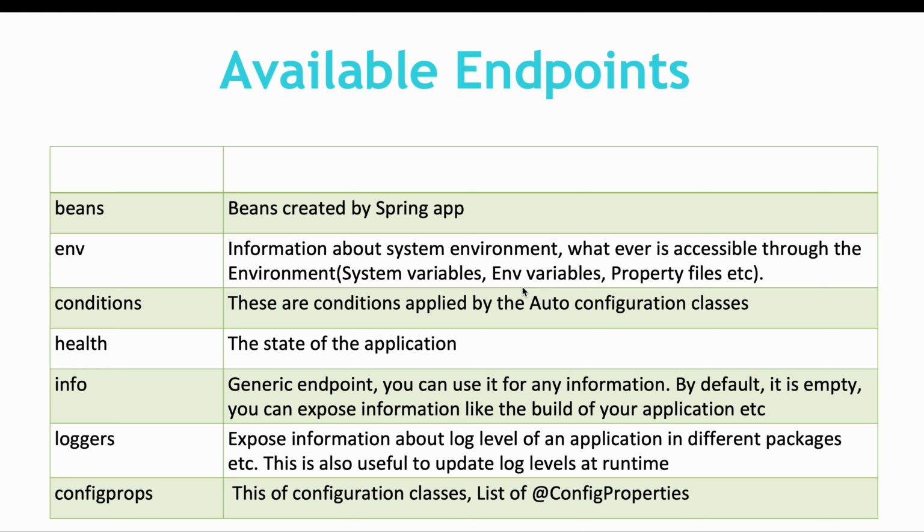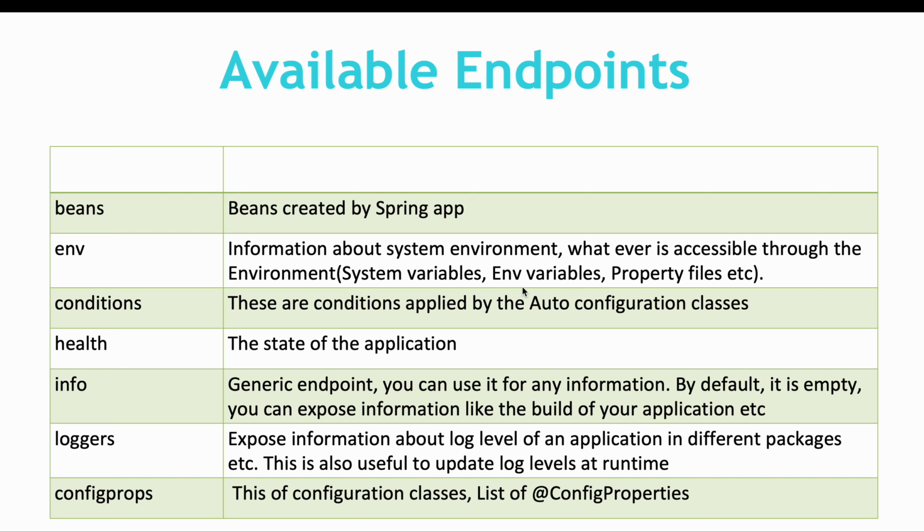Then you have conditions. These conditions are the conditions that are applied to your auto configuration classes. Say for instance, you will want to configure a data source when you have Spring Data in the classpath, things like that. Those conditions you will see all of them in this endpoint, like those condition classes. Then you have the health endpoint, which gives you the state of your application. Is your application running, up, down, and all that?